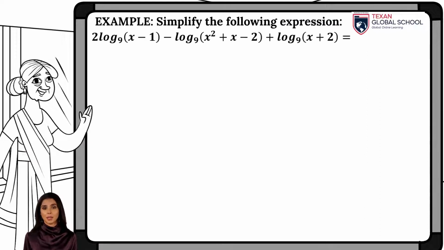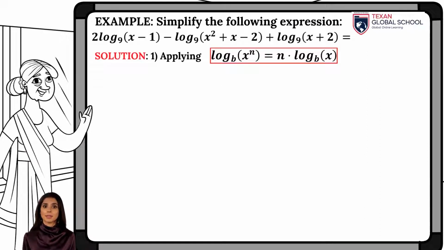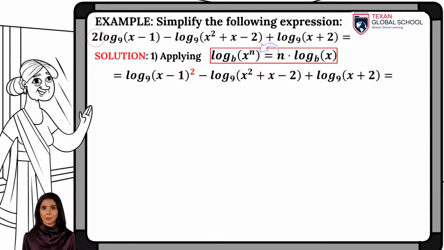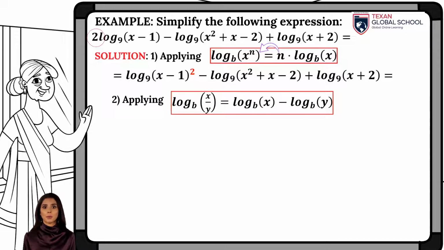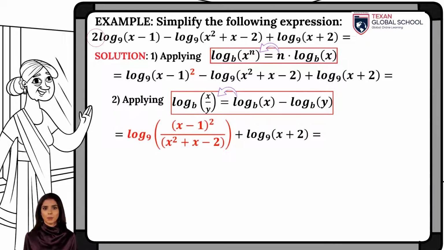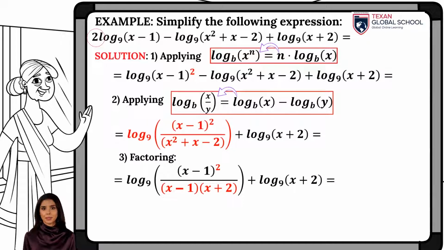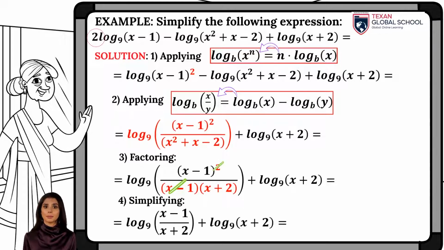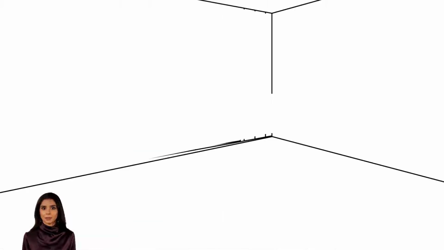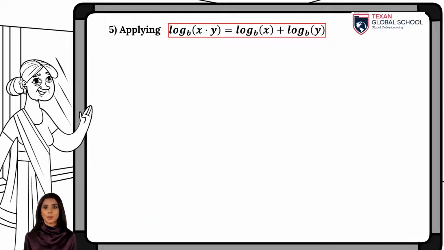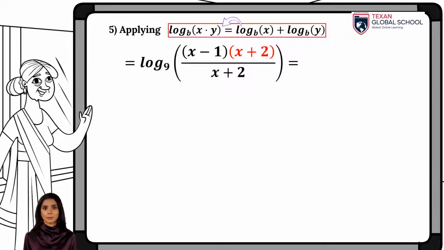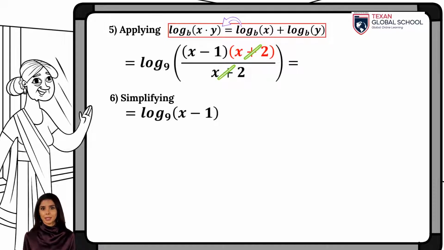In this last example, all the logarithms have the same base, simplifying without needing a change of base. Using the power property, we have log base 9 of x minus 1 squared. Now, applying the quotient property, we have the logarithm base 9 of x minus 1 squared over x squared plus x minus 2. We can factor the denominator as a binomial of the form x squared plus bx plus c: 2 numbers that multiplied result in -2 and added result in plus 1. So its factors are x minus 1 times x plus 2. Then, cancel identical factors and simplify the logarithm. Finally, let us apply the property of logarithms of the product, having log base 9 of x minus 1 times x plus 2 over x plus 2. Simplifying identical factors results in the simplified expression of log base 9 of x minus 1.